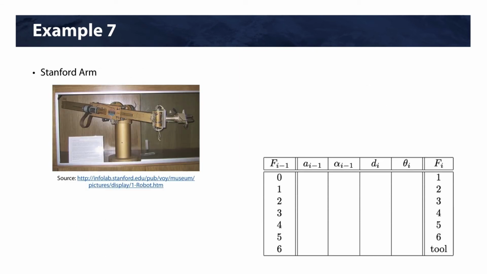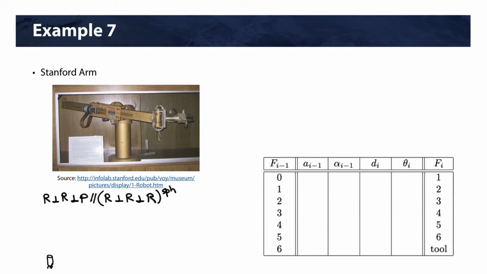So the final example we're going to look at for assigning D&H parameters is the Stanford arm. All right, and so the Stanford arm has an R, perpendicular R, P, prismatic joint, parallel R, perpendicular R. And this is also a spherical wrist. So a little different. We have a prismatic joint as part of the main arm. Okay. If we were to draw a schematic of it, it would look like this.